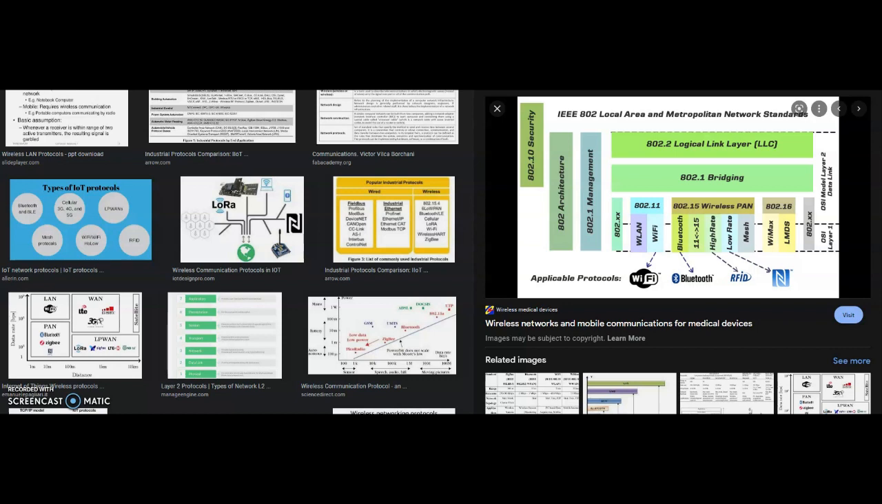Then you had another standard called 802.11g. This was again 2.4 gigahertz, and it transmitted 54 megabits per second. It was backward compatible with 802.11b, with the same interference issues as 802.11b.